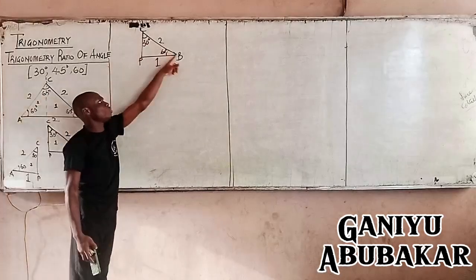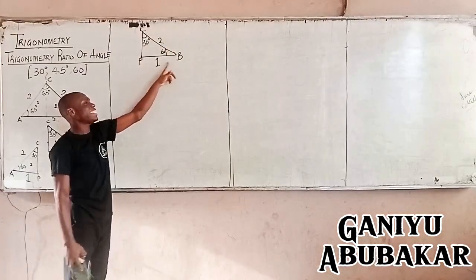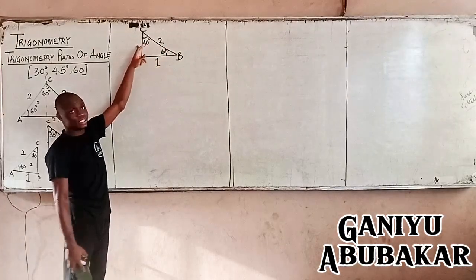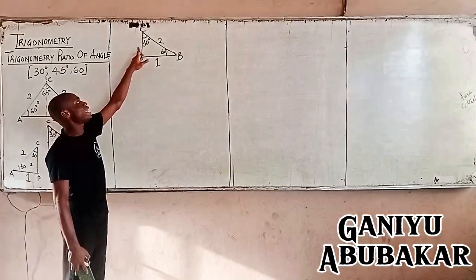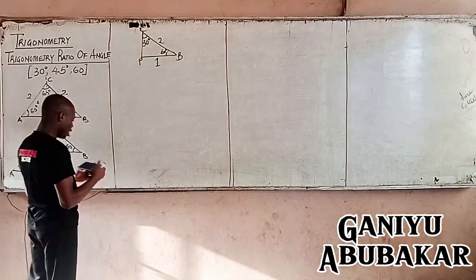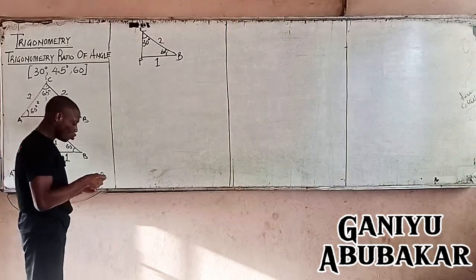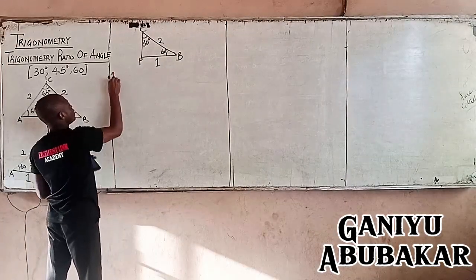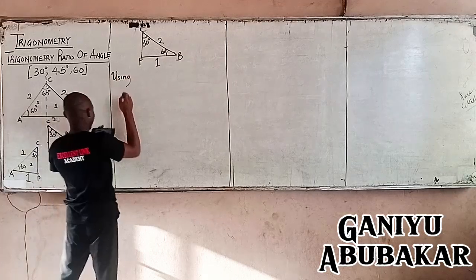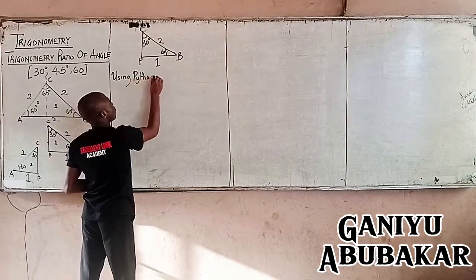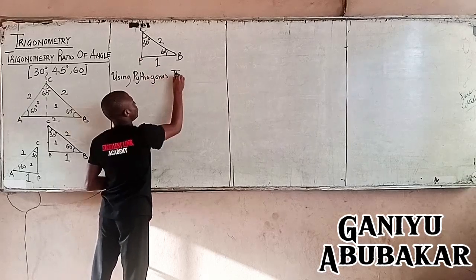Of course, here I know two sides. I know the hypotenuse as 2. I know the adjacent as 1. Let's get the opposite. At this point, I'll try to get a value for this side here. So let's get the value by using the concept of Pythagoras' theorem.